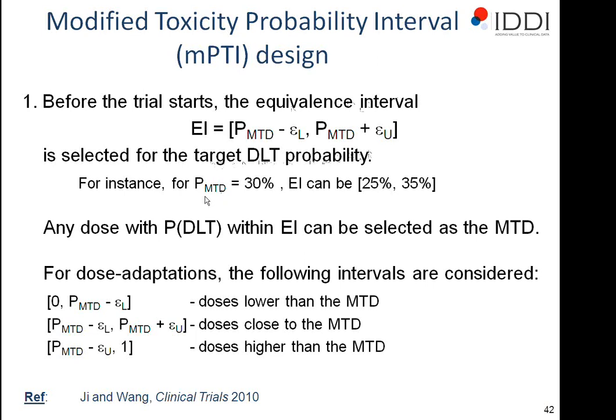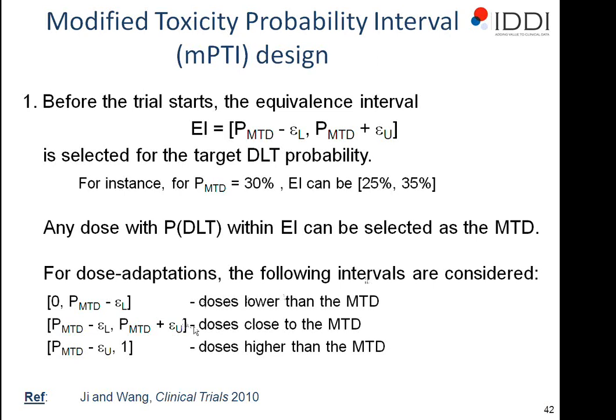So let's say that if you would aim at 30% DLT probability, this equivalence interval might be something like 25%, 35%. So 30 minus 5%, 30 plus 5%. And essentially, the equivalence interval means that any dose with the probability of DLT within this interval can be selected as the MTD. So for clinicians, this is a clinical equivalence interval where any dose is good for treating the patients.